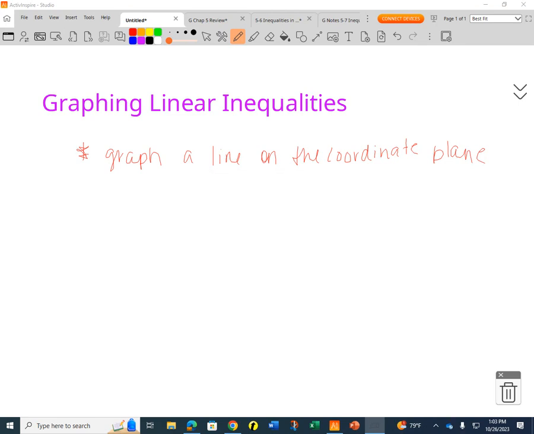Graphing linear inequalities. We're going to start by graphing a line on a coordinate plane just like we've been doing, right? But then we have to shade one side of the coordinate plane.